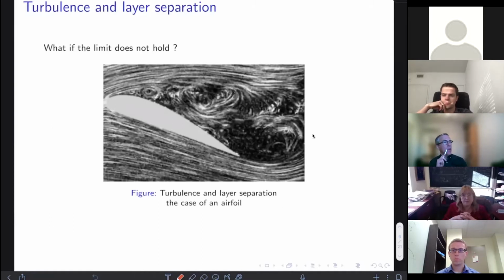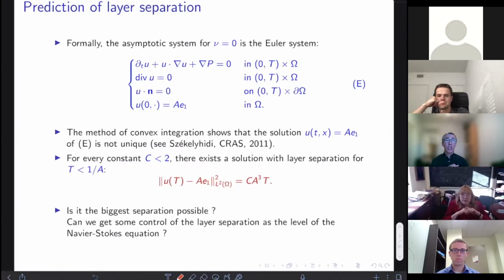And even in terms of mathematics, actually, there is some prediction that bad things may happen at the limit. If you do formally the limit, and here it is completely formal, nu equal to zero, well, obviously what you obtain is the Euler system, right? So you have nu equal to zero, so no viscosity anymore. You have the equation, divergence of u equal to zero.